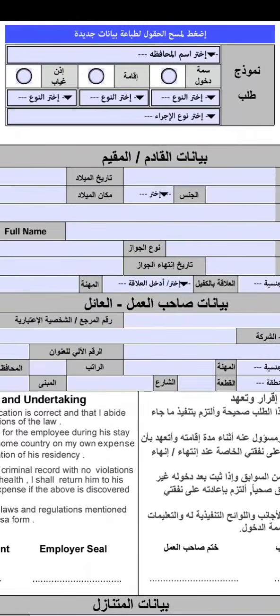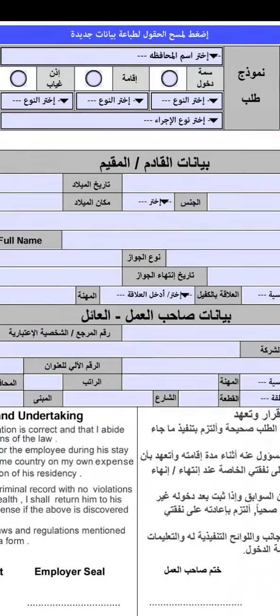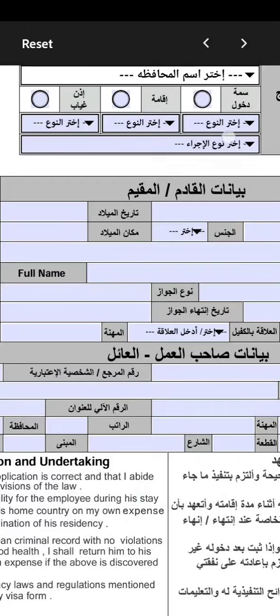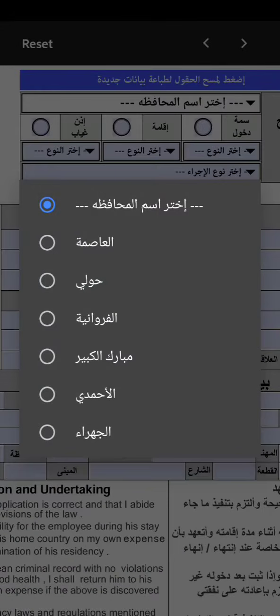The first section of the form, as you can all see, has different options which can be opened with the drop down list. First, you see this option, Ikhtar Ism al-Muhafadha, which means that you have to select the name of the governorate where you are applying for the visa. For example, my address is in the Salmiya or Jabriya area, so I have to select Hawalli here. You will select as per the Jawazat office where you are applying.